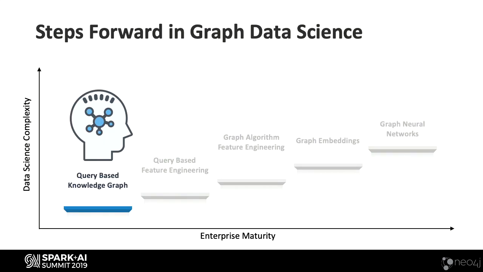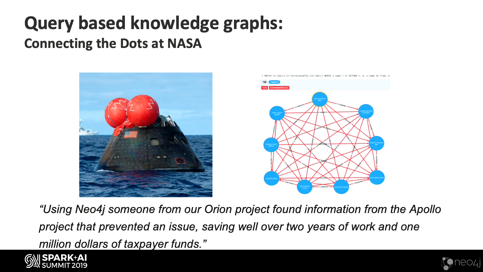So the first step is querying a knowledge graph. In order to do data science on a graph, you need a graph. We're not going to spend a ton of time on this, but I have one example I like to cite, which is basically the lessons learned knowledge graph for NASA. If you have seen this before, bear with me, but NASA is the US Space Agency.